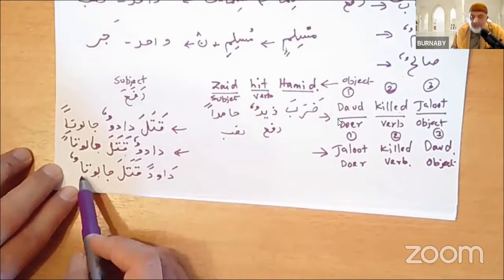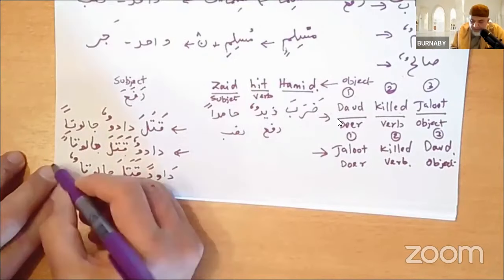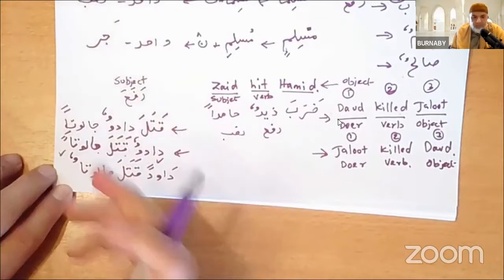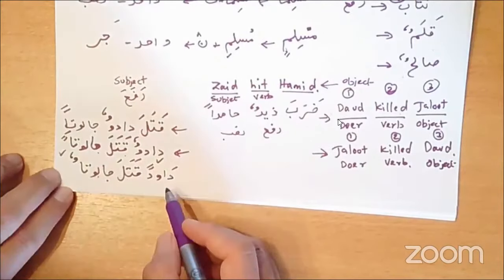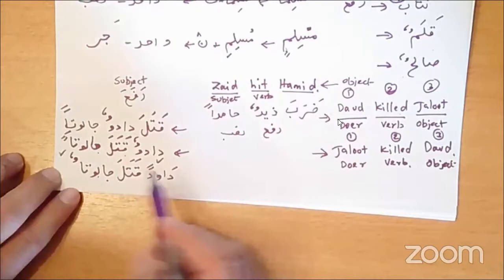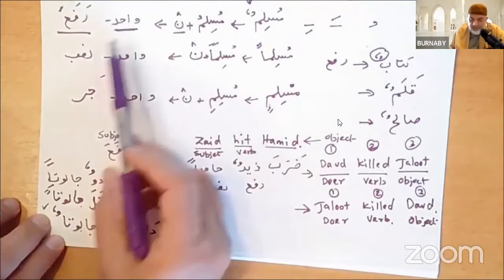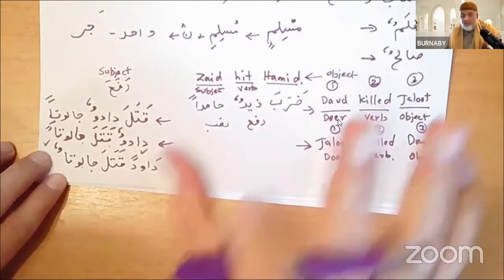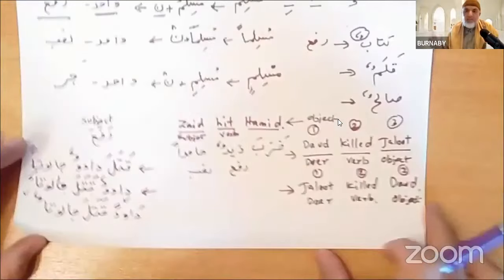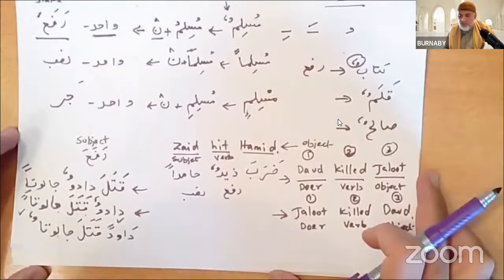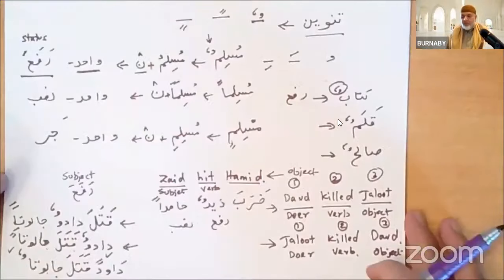and Jalutun, but we can tell the difference by looking at the status, the function of the noun. Is Dawood a noun? Is Jalut a noun? Yes. Okay, so this is what the status means, Rafa, Nasab, and Jar. When a noun is in the Rafa, he's playing the role of the doer. If he is Nasab, then he is the object. That's what I was trying to explain by doing all this exercise.